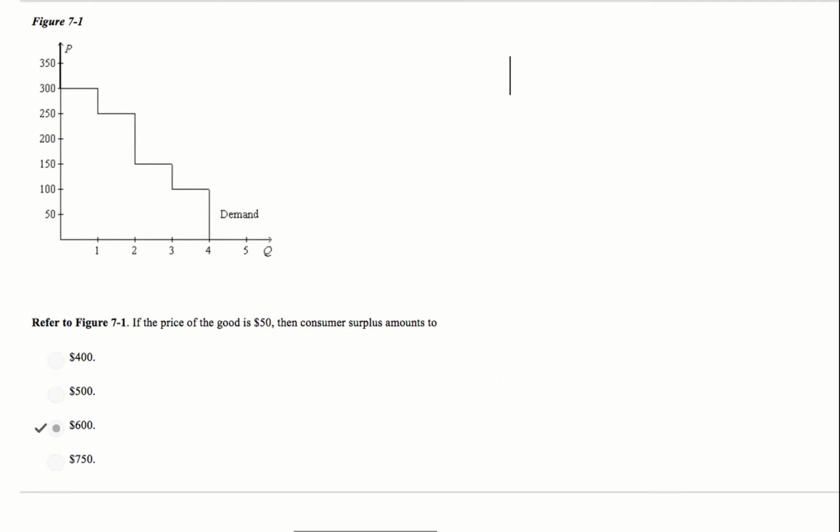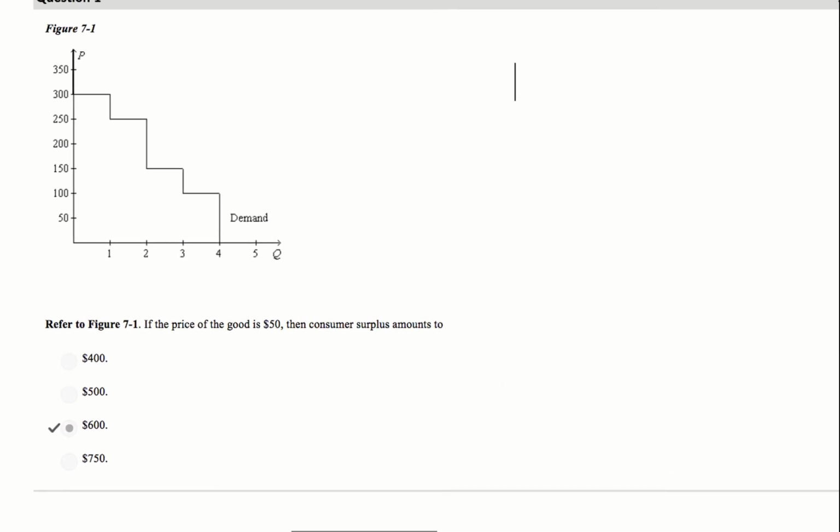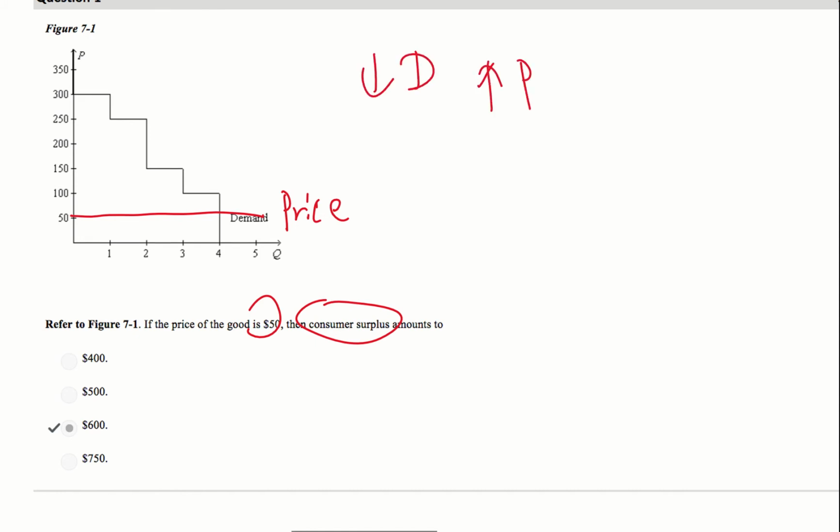All right, so when you do a problem like this, the first thing you will do is draw the price line. So price is 50, gonna draw the price line over here. This is the price. And to find consumer surplus, this is always below the demand curve and above the price line. Okay, so the demand curve is this little weird looking staircase over here.